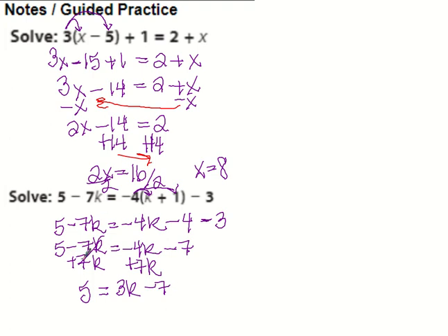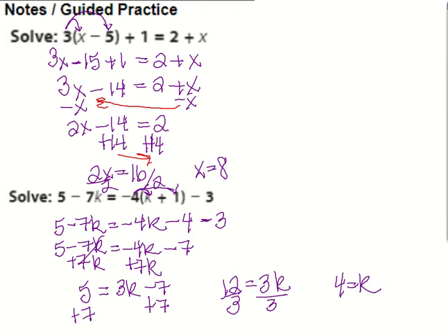My variables went from left to right, so my constant needs to go from right to left. So we're going to get 12 equals 3k. We're going to divide by 3, and we get 4 equals k. Done.